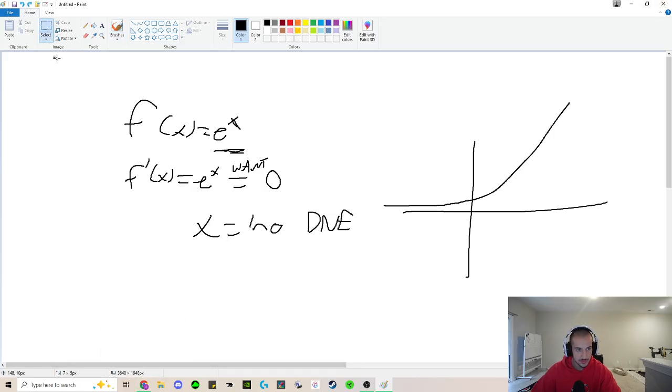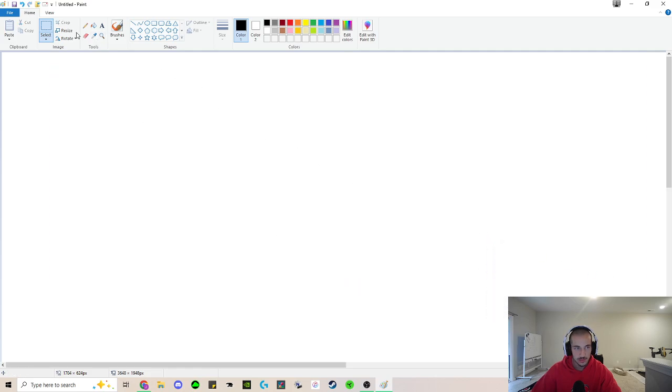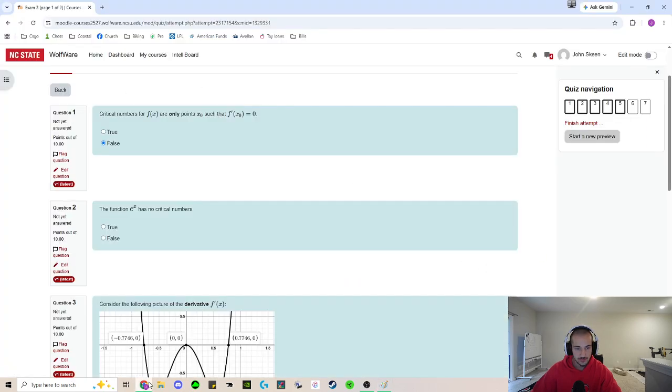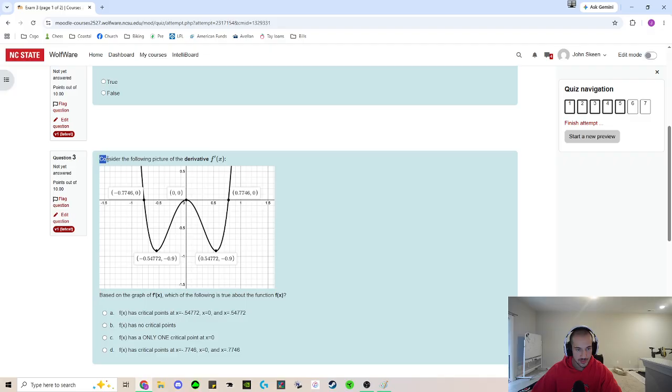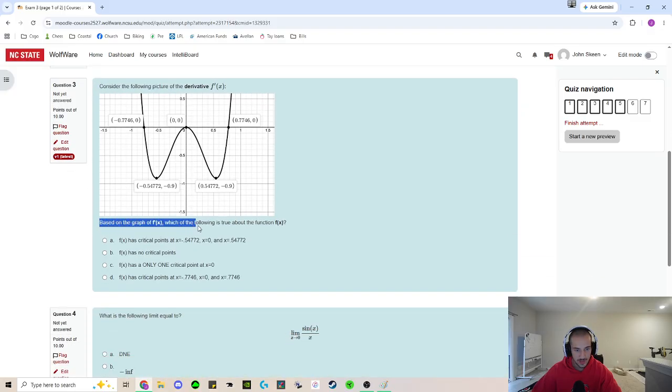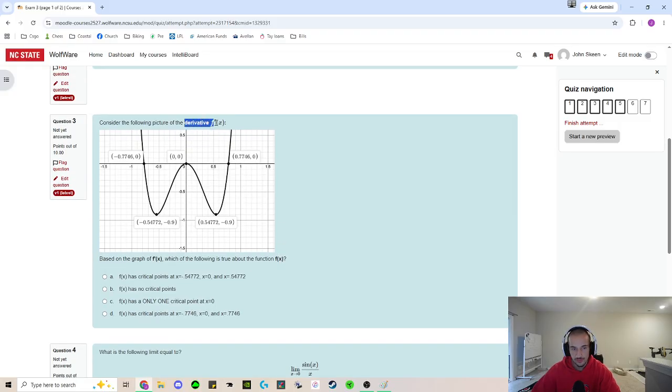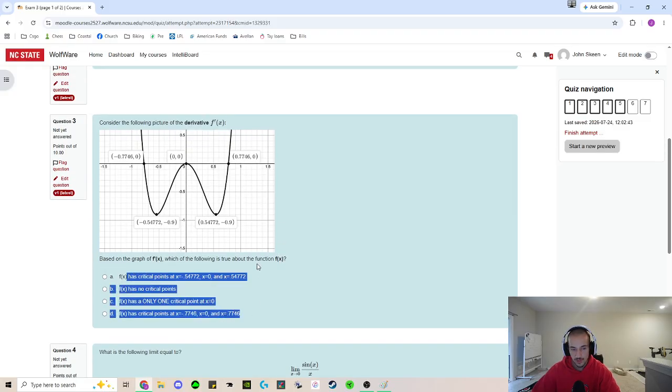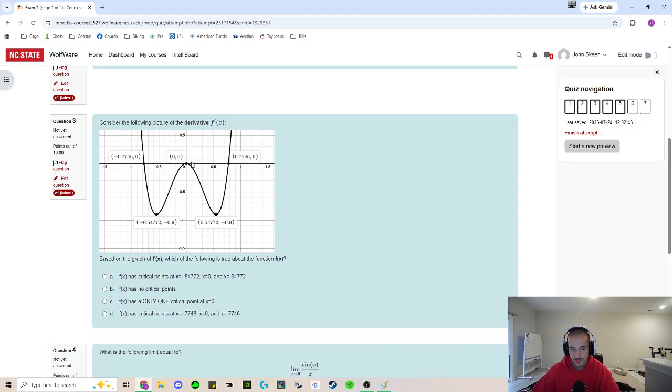Let's see what our next question is. What do we have here? Consider the following picture of the derivative f prime. Based on the graph, which of the following is true about the function? So we're looking for critical points, right? When do we have a critical point of f? This is when the derivative is equal to 0, right? So we just look here, we get our zeros: negative 0.7746, 0, and positive. So it's going to be this one here.